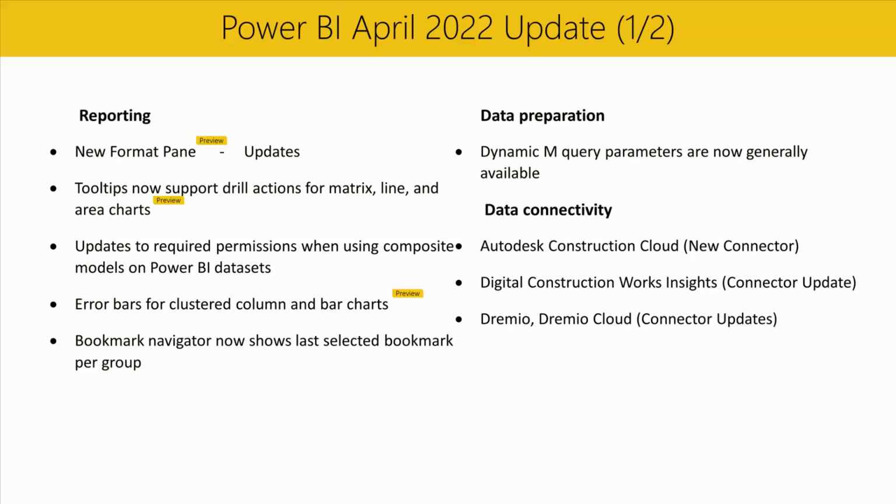Next, we've brought error bars to the clustered column and bar charts. Last month, we introduced this feature for line charts to help you visualize the uncertainty in your data. Now we're happy to announce that error bars will be available for clustered column and bar charts as well. You can create error bars using the same method as with line charts.